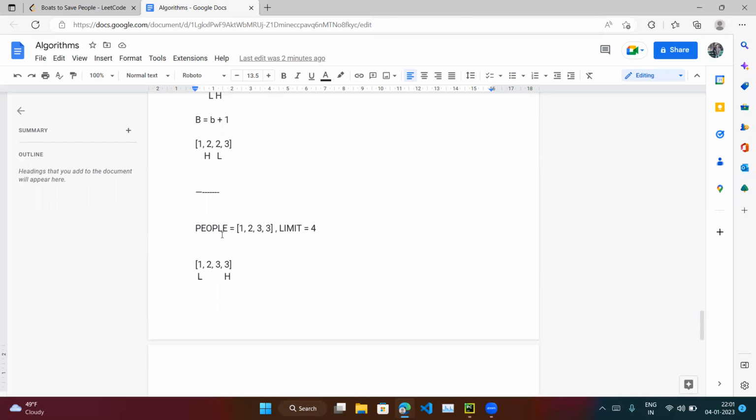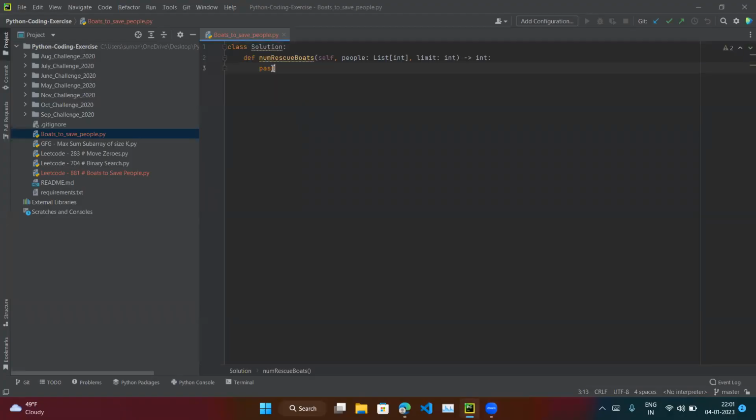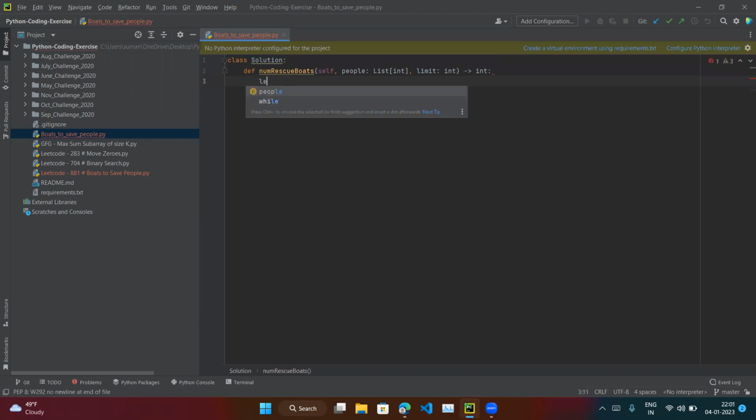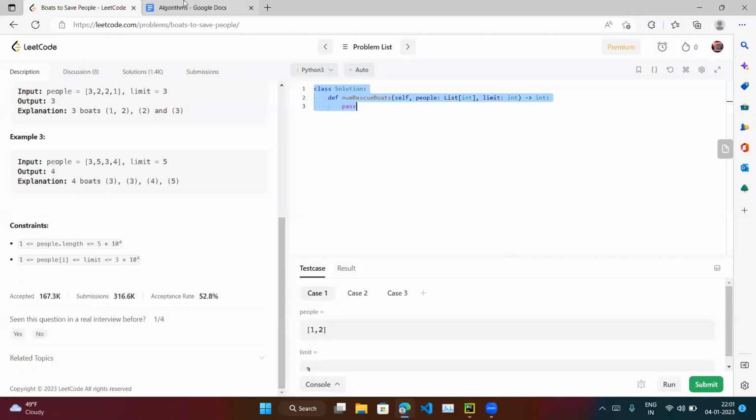All right, so let's write the logic. Let me copy the code. So we know we have to take two pointers, left equal to 0 and right equal to length of people minus 1, right? And we know we have to run a loop while the left pointer is less than or equal to the right pointer. And there are the three conditions which we discussed.